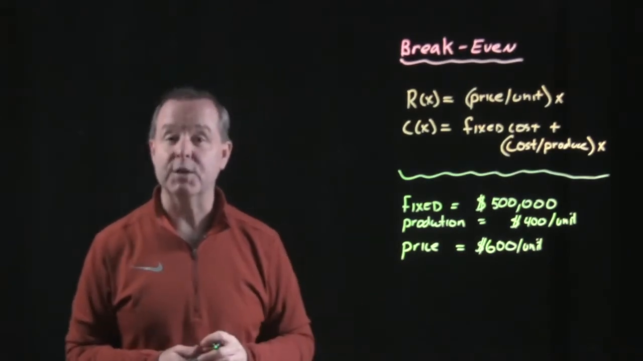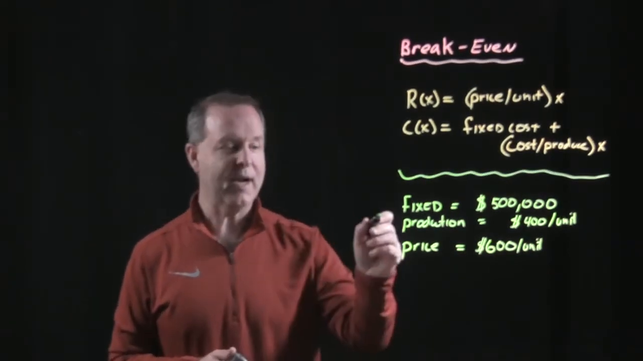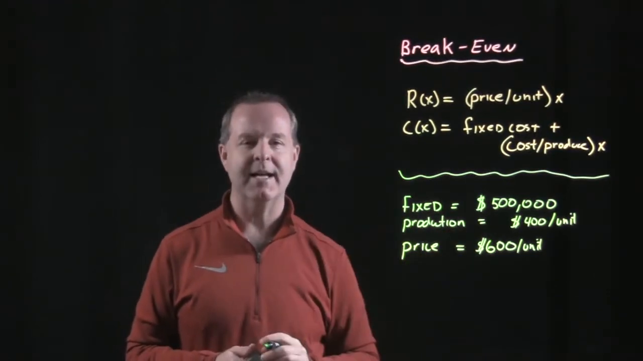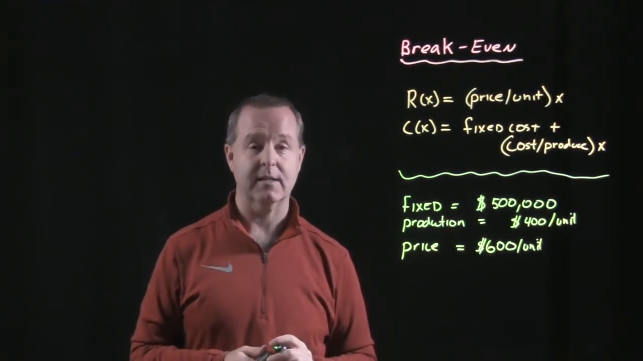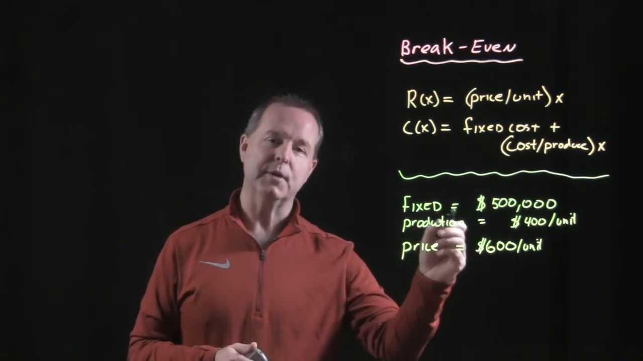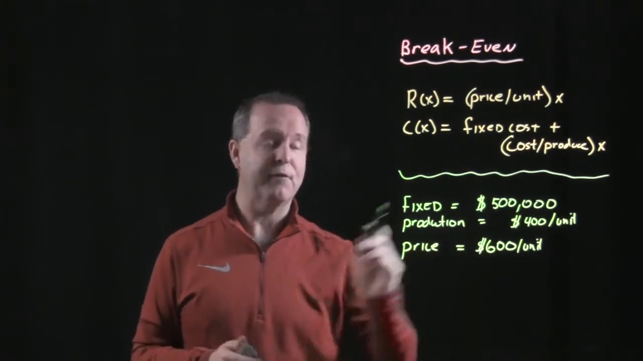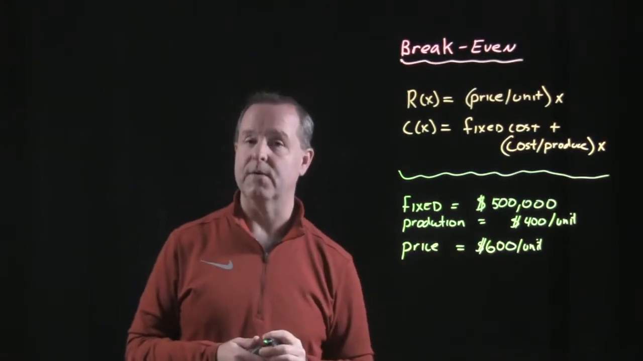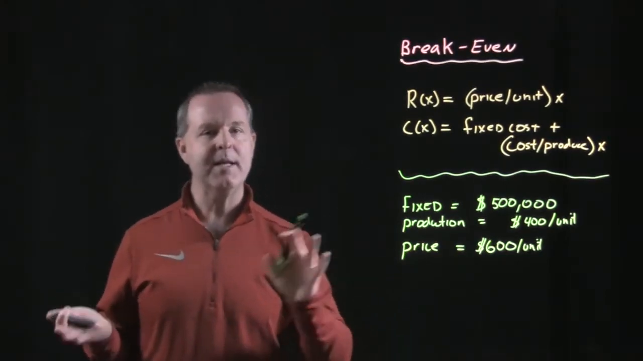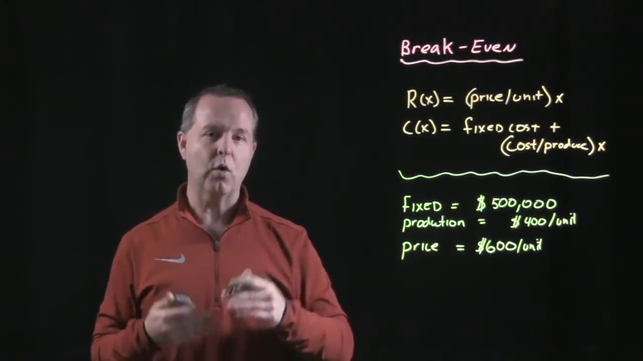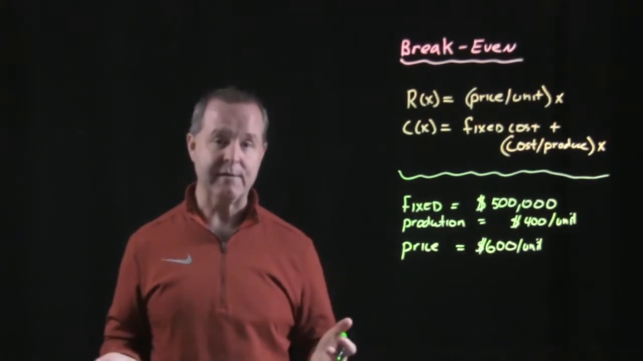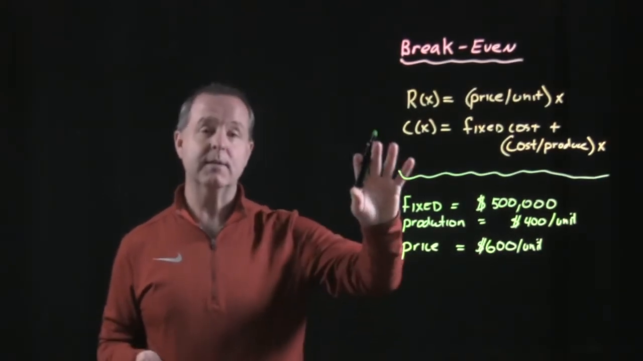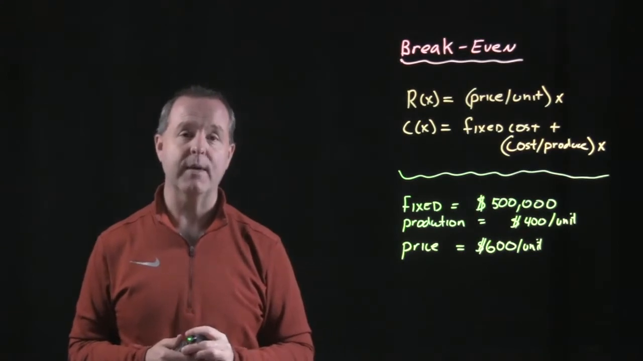So let's imagine an example here. We are entering a business. The business has $500,000 in fixed cost. We know that we're able to produce the item that we want to make at $400 per unit, and we're going to sell it for $600 per unit. So how many units do we have to sell in order for our company to break even? Let's build a system out of this information that we have.